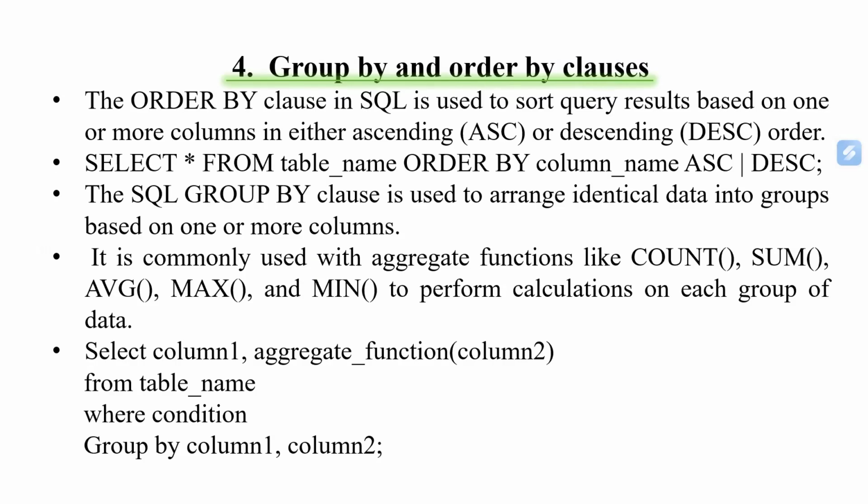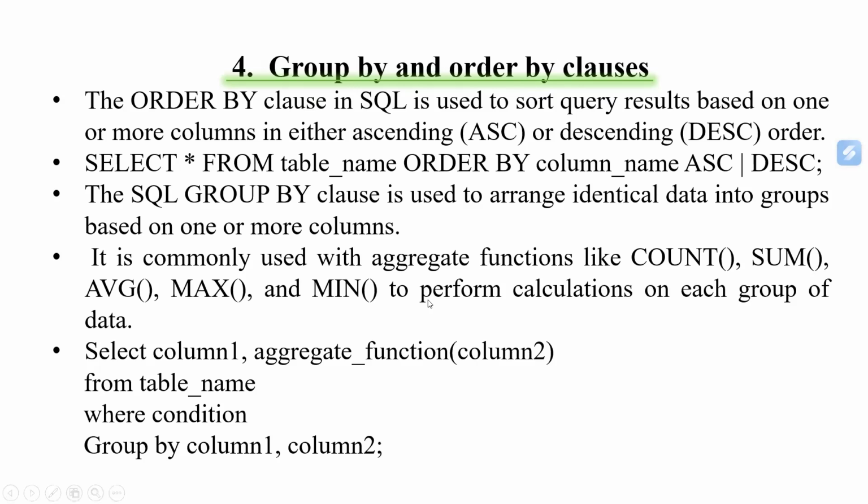The fourth one is group by and order by clauses. The order by clause in SQL is used to sort query results based on one or more columns in either ascending or descending order. For example, if we have a column called salary and there are salaries randomly distributed between the members, if we want to sort them in either ascending or descending order, we use this order by clause.